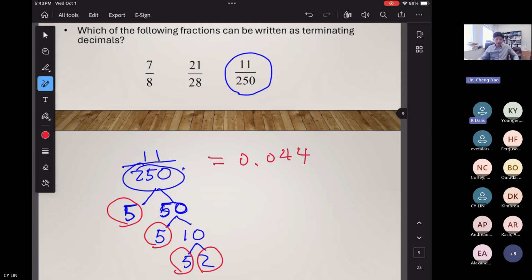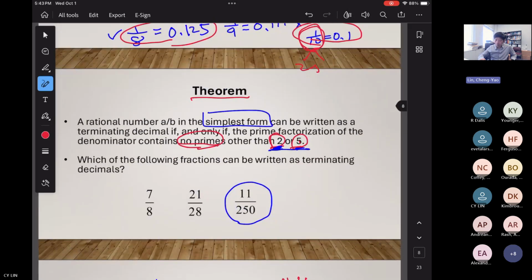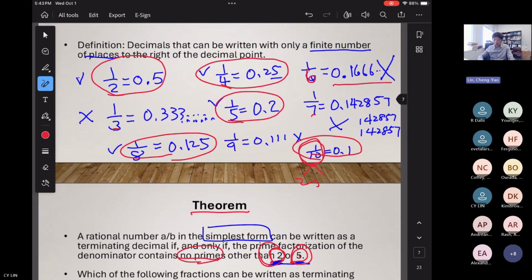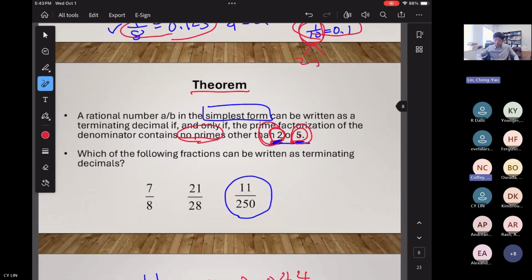Will we get the same answer if we were to do 25 and 10 instead of 5 and 50? Yes. But look here at the theorem: if we find only 2 or 5, it should be okay. But if we have more, if we have a 3, a 6, or a 9, then it's not a terminating decimal. Does that make sense to you guys? Yes. All right.